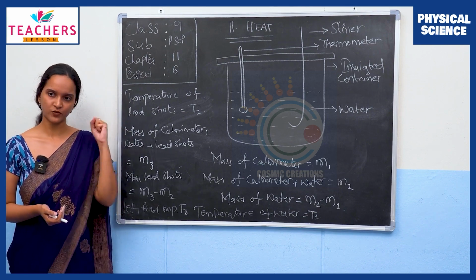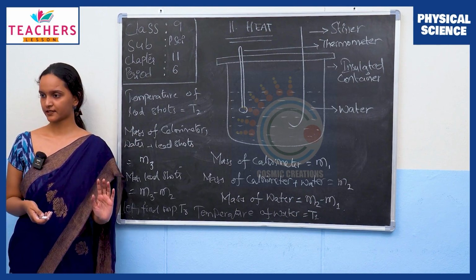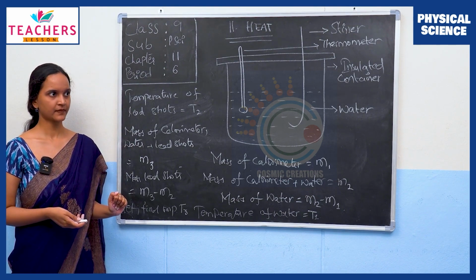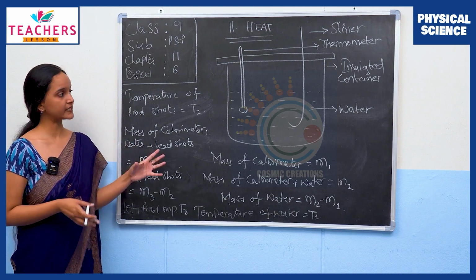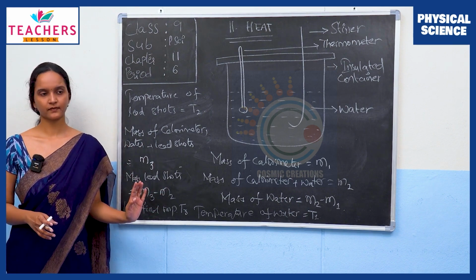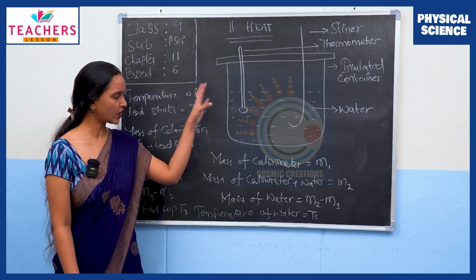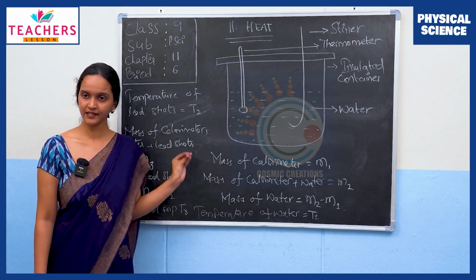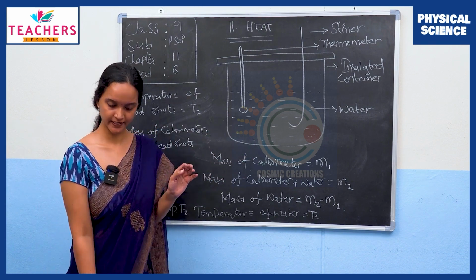Our main objective of the experiment is to find the specific heat of lead shots. So now that we have taken all the recordings, we will see how we can derive the specific heat of the lead shots. Shall we go ahead? Any questions? So now that we have taken all the required recordings, observations, we'll go ahead and derive the specific heat now. All right?